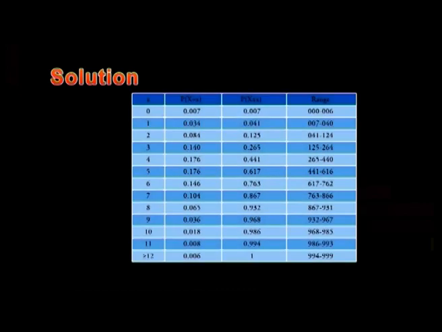Observe that P of x values are very small. Hence, we find probabilities of x and the cumulative probabilities simultaneously. When x is equal to 11, the cumulative probability becomes 0.994. Hence, the remaining probability, that is 1 minus 0.994, which is equal to 0.006, we assign to x value greater than or equal to 12.